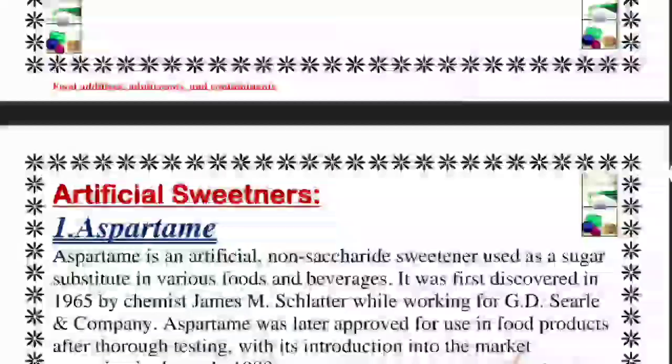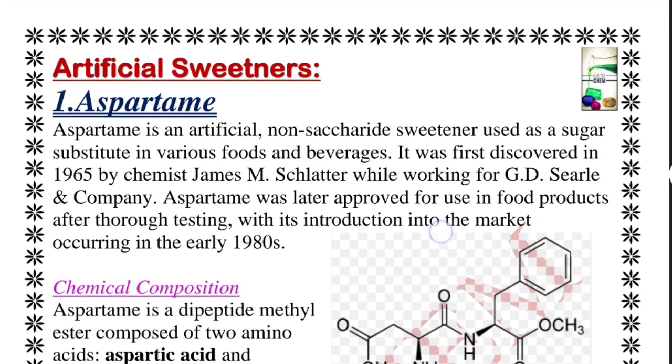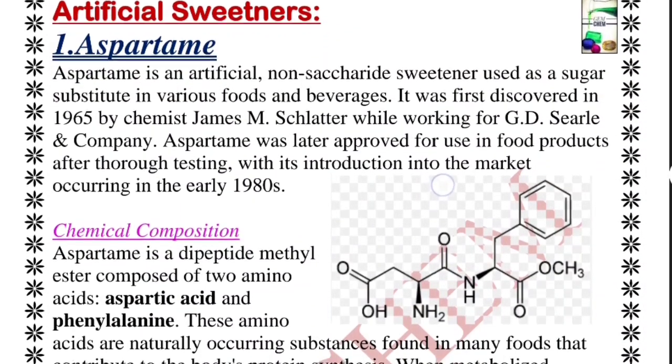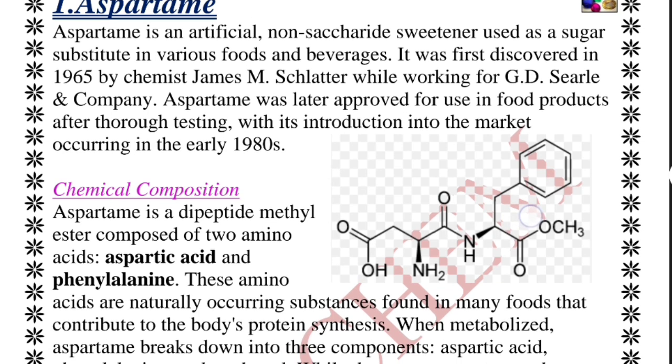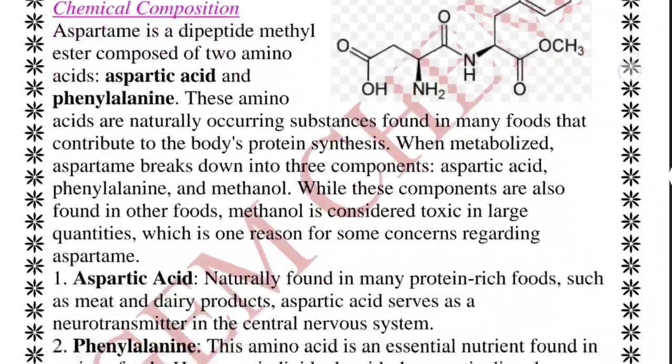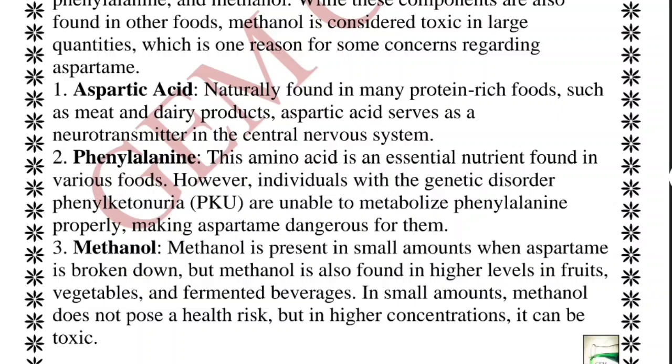Now we are going to discuss artificial sweeteners. First is aspartame. Chemical composition is that it is dipeptide methyl ester which is composed of 2 amino acids. One is aspartic acid, another is phenylalanine, and the structure of aspartame is this one which is given here. In general, you can have a small amount of methanol in it.